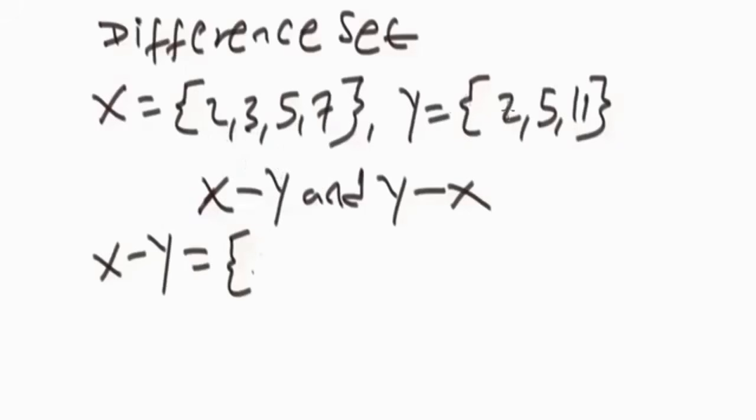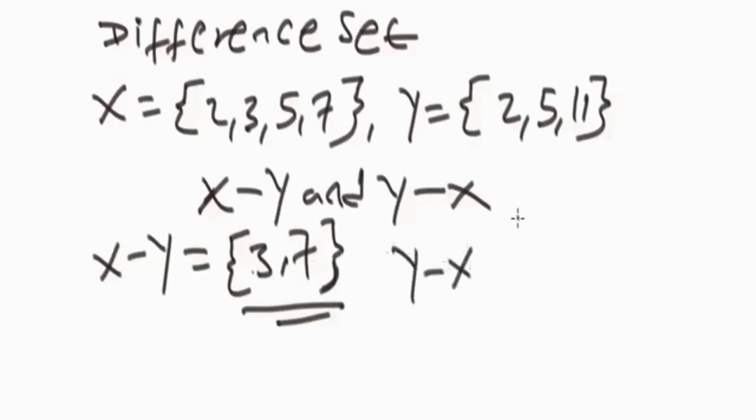So we have 2 here and 2 there, so we start with 3. We have 5 and 5, and we have 7 but not in Y. So this is the difference set between X and Y. The difference between Y and X will be elements in set Y not in set X. We have 2 and 2, 5 and 5, and 11 here but not in X. So the difference between Y and X will be 11.